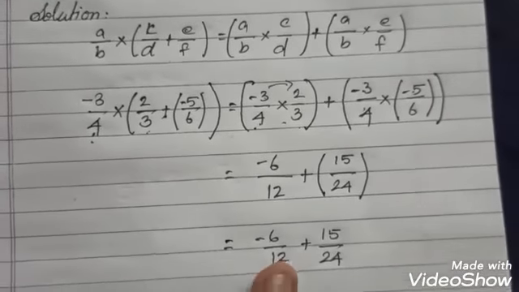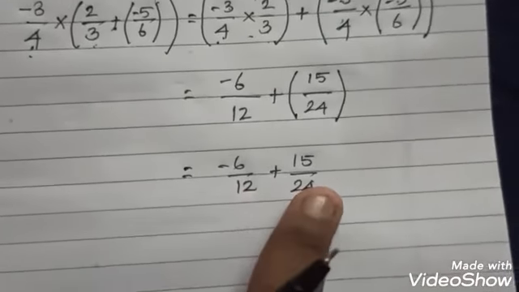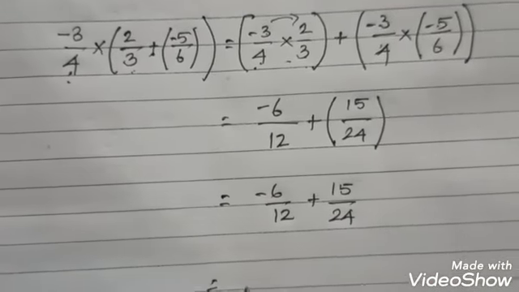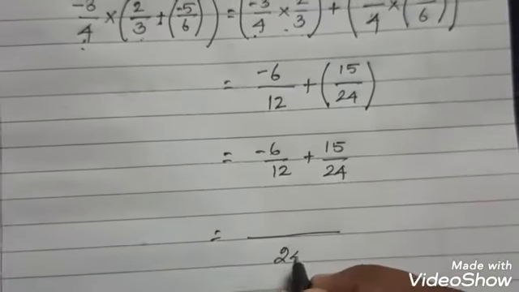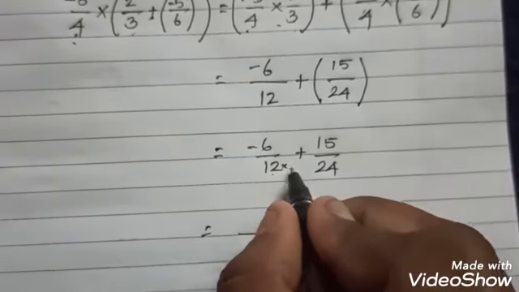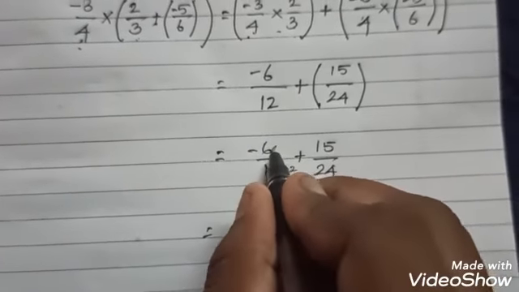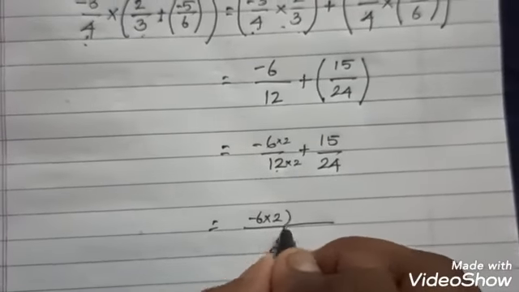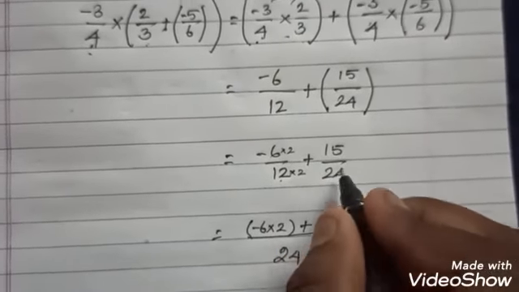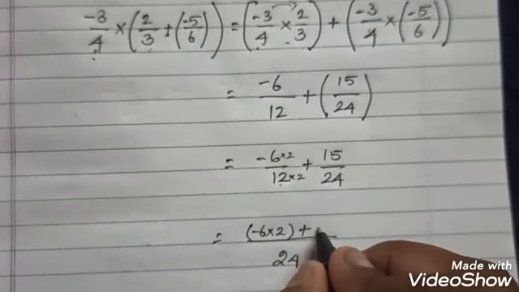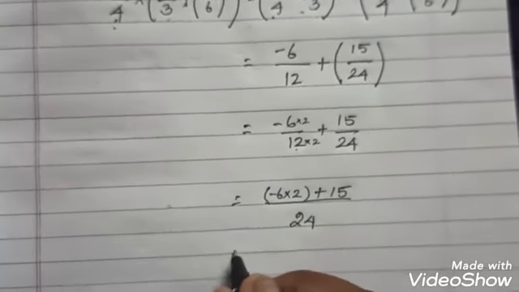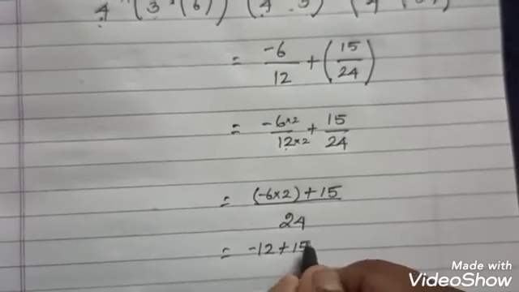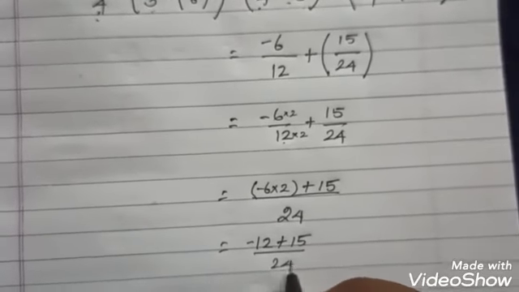Now you take the LCM of these 2. So 1 12 is 12, 2 12s are 24. So I take 24 as the LCM. This 12 can be multiplied with 2, you get 24. The same way 6 can be multiplied with 2. So minus 6 into 2 plus 24 can be multiplied with 1, so it should be 15 as it is. So minus 12 plus 15 divided by 24.